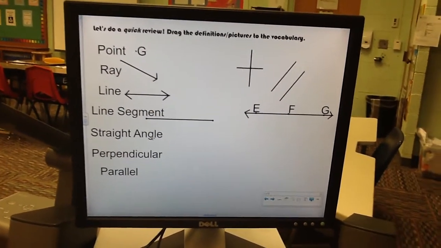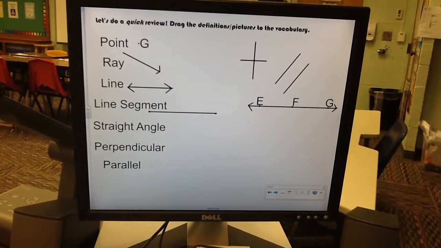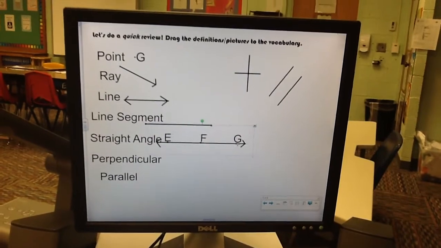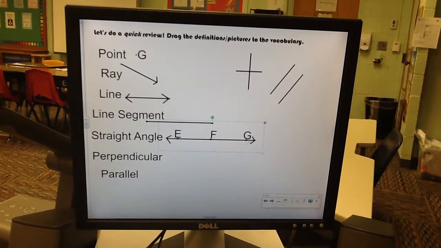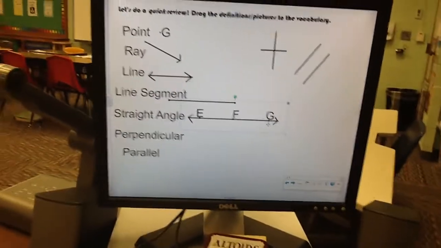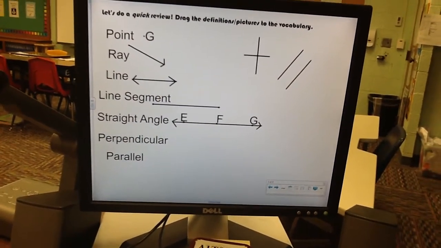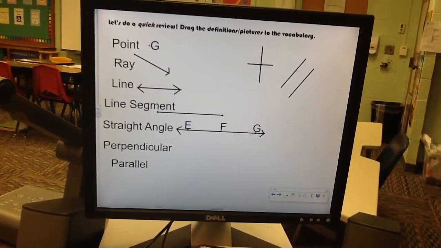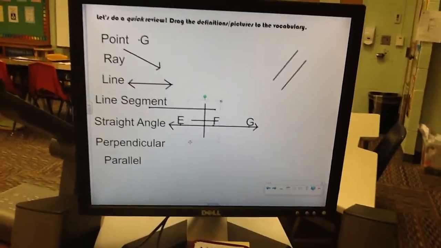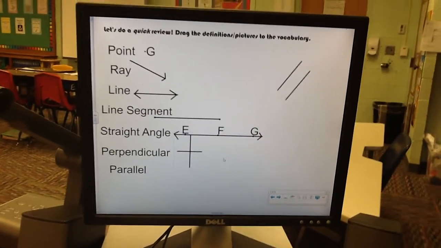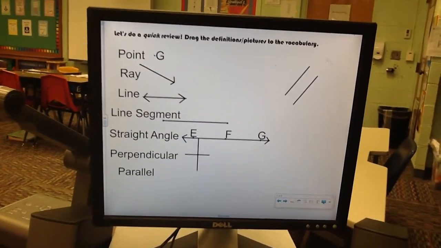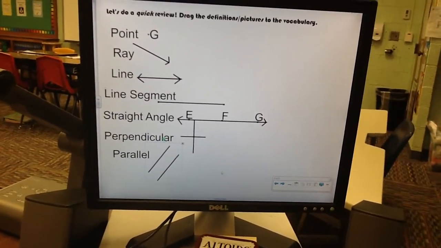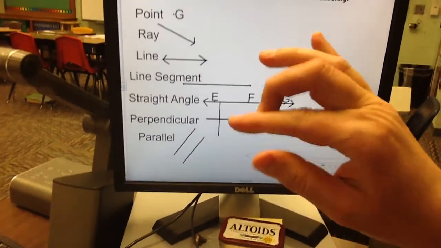Which one is the straight angle? If you picked this, you are right. It is angle EFG, and it is a straight line. Of the last two, which one is perpendicular? If you said the one that looks like a cross or a T, you are right. Just like an intersection. And parallel? Yes, it has to be this one. It goes on and on in both directions. Isn't that fun?